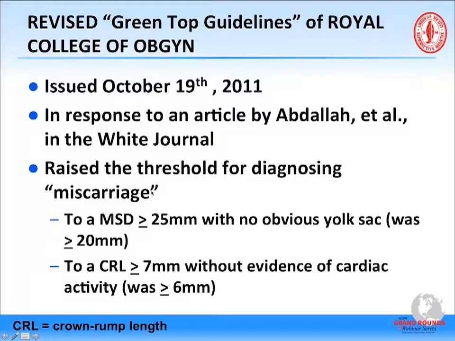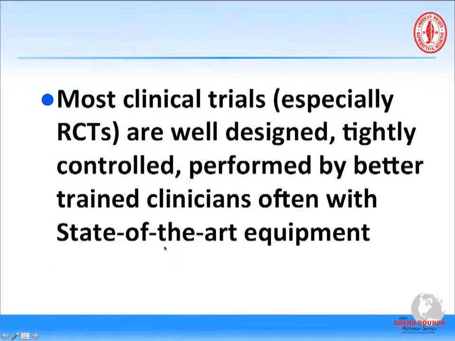To me, miscarriage is the spontaneous passage of a failed pregnancy. It should be threshold for diagnosing failed pregnancy: mean sac diameter greater than 25 with no yolk sac, and a crown rump length greater than 7 with no cardiac activity.